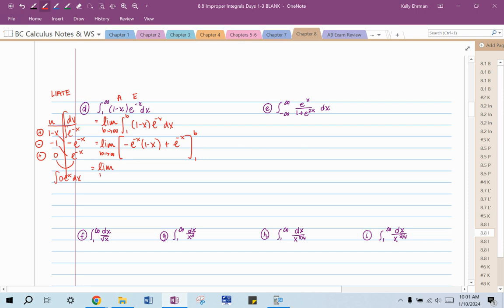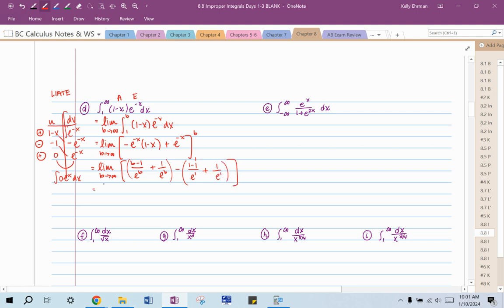When I plug b in, I'm going to rewrite so that I get rid of these negative exponents. So negative 1 minus x, or you could just say x minus 1, over, oh, sorry, not x though. Let's plug in b. So negative 1 minus b, or that's just b minus 1, over e to the b, plus 1 over e to the b. So that's plugging b in, minus, plug 1 in. So again, it's 1 minus 1, well, that's 0, over e to the first. And we're going to get plus 1 over e to the first.